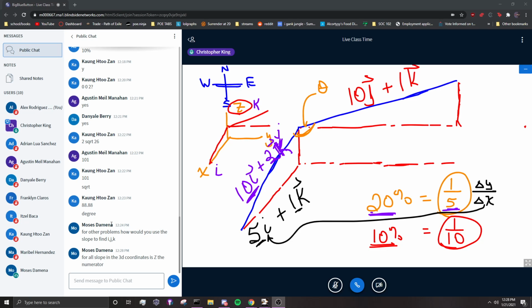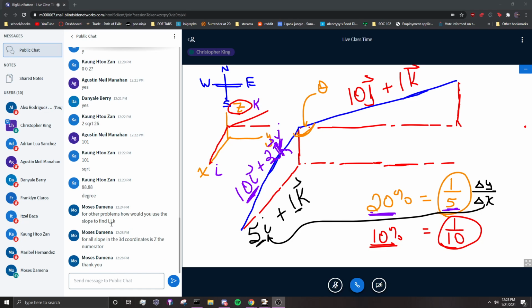Yeah, in this particular problem, for the slope pieces, the rise portion is the z. So you have to think about it in terms of 3D. When you start rising, it's all actually being affected on the z-axis, not the x or y. And that's a great question, just to make sure that you understand how that works. All right. Any other questions?